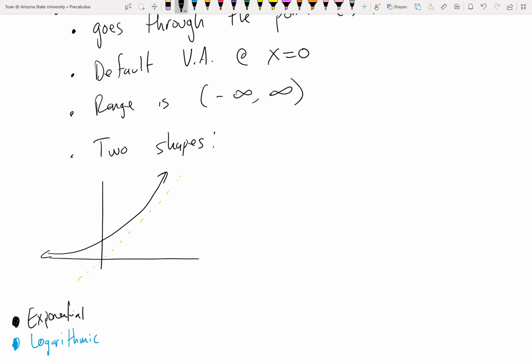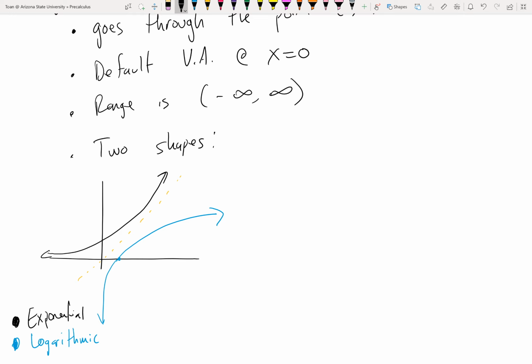It's just sheer coincidence that it looks like it's an asymptote. It's not. So the logarithmic function should go through this point here and be the mirror image of this guy. So what would the mirror image of this guy be? Well, it'd be something that looks like that.